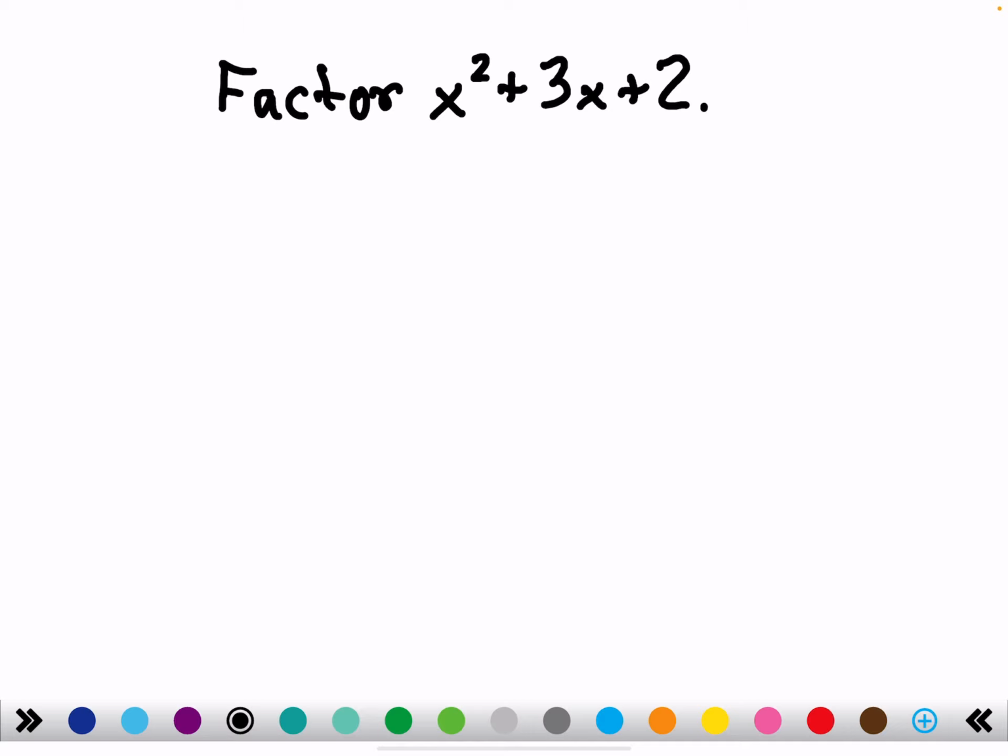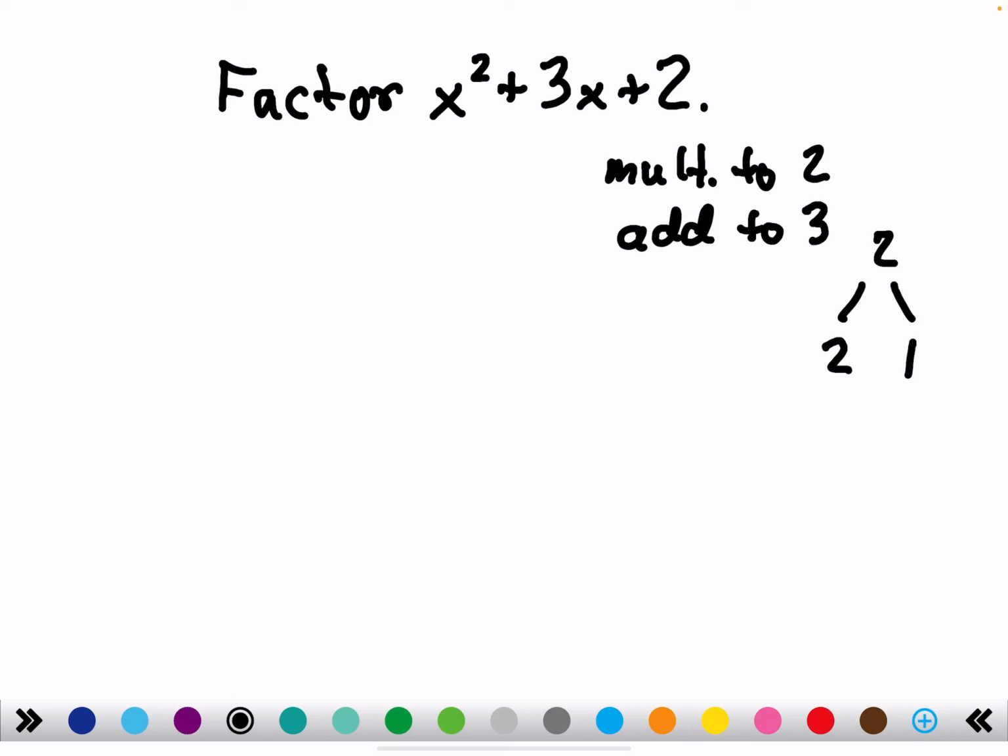For our first problem, we'll factor x squared plus 3x plus 2. What are two numbers that multiply to 2 and add to 3? Think of two factors of the number 2. Factors are numbers that multiply to give a given number as an answer. In this case, we're looking for the factors of 2. They happen to be 2 and 1. And what is 2 plus 1? Well, that adds to 3. So we've found our numbers.